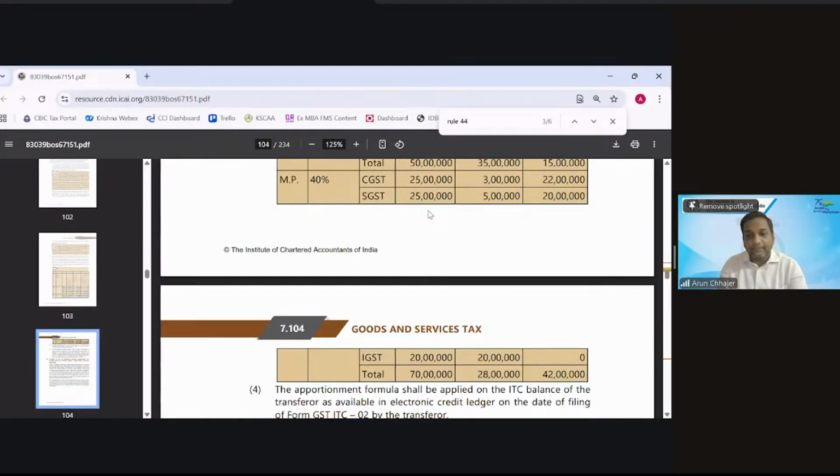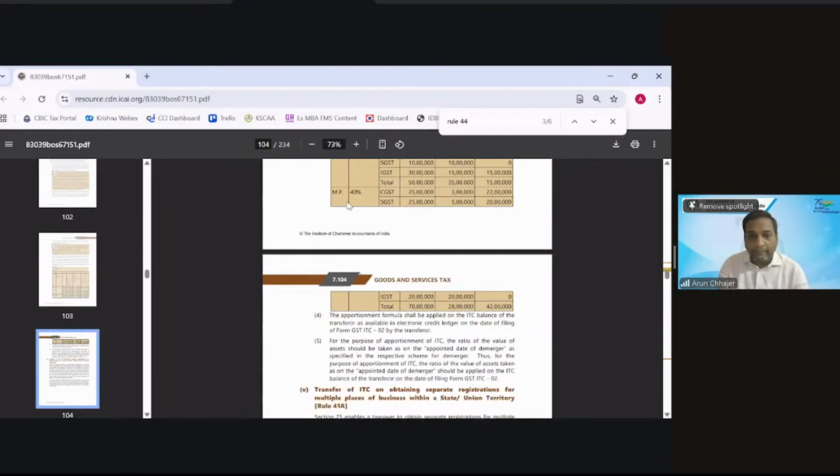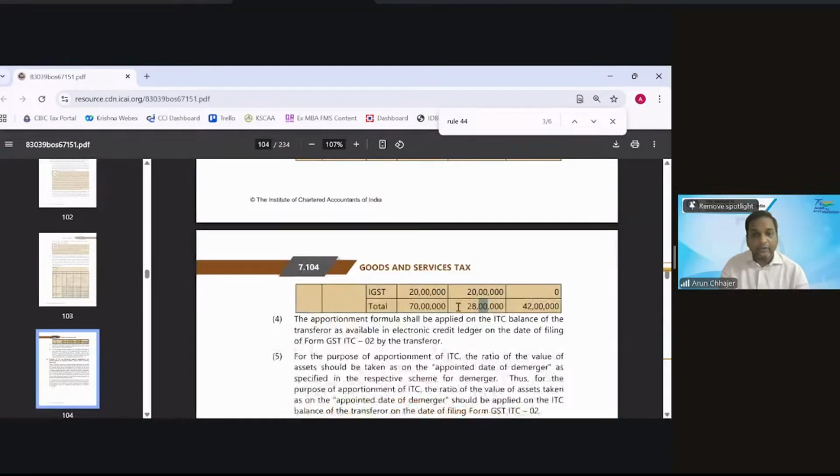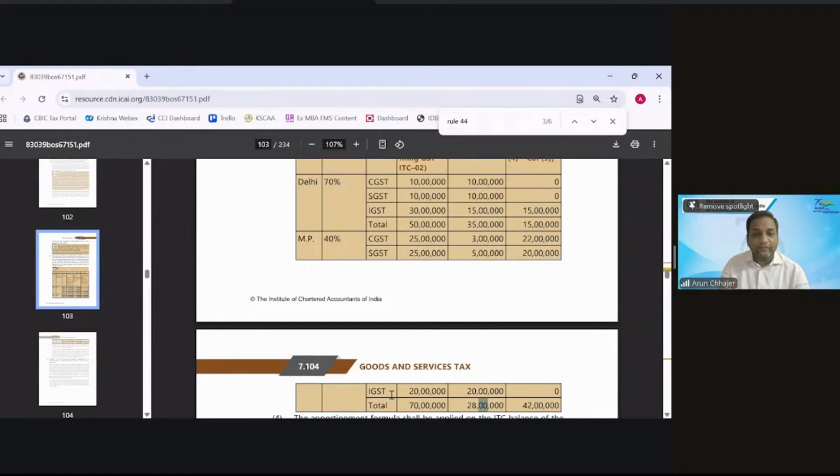Take another example. IGST, CGST, SGST: 25, 25, 25, total 70. 70 का 40% asset has been transferred to the transferee. So 28 lakh to be transferred. Correct? Now the 28 lakh, he can transfer the full amount under I, balance amount C, some amount in S. It is complete liberty.